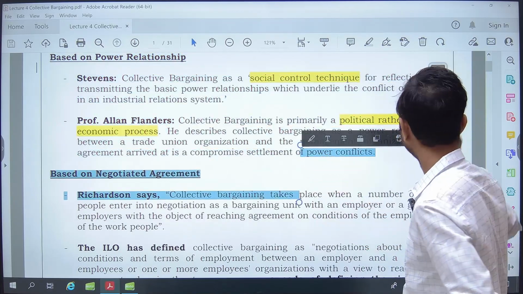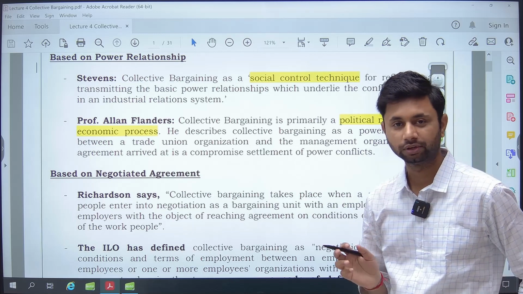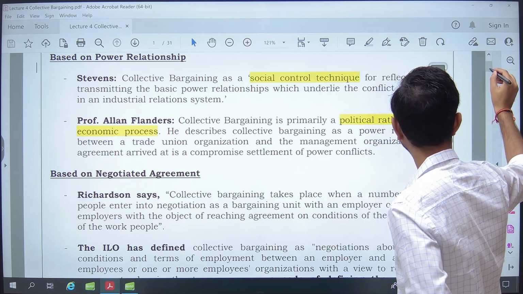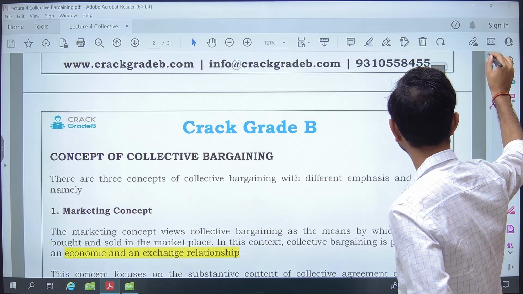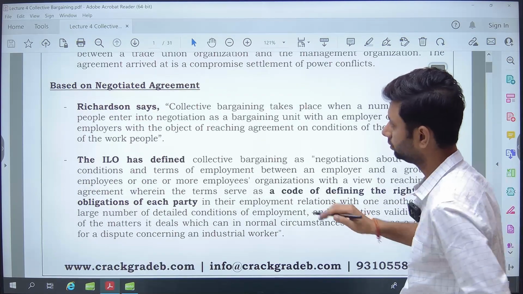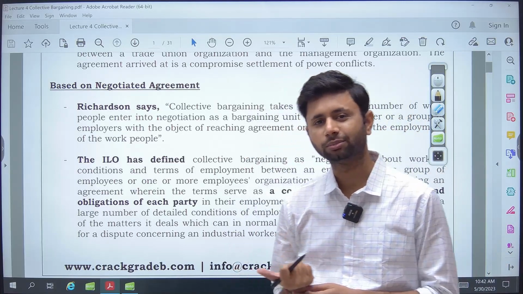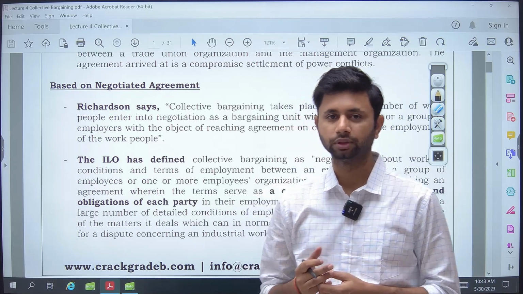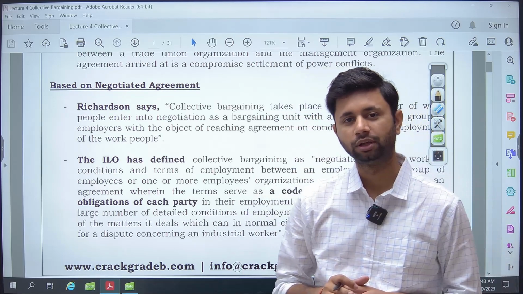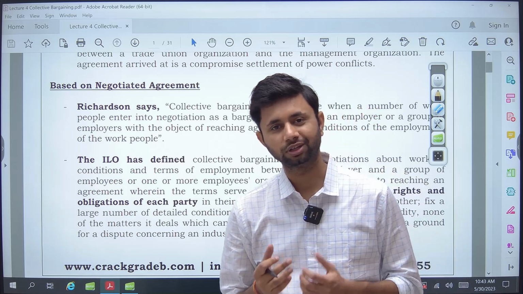So we've discussed the basic definitions based on power relationship. Now we'll see definitions based on negotiated agreement. First of all, Richardson, as a scholar, talks about a definition which is more or less related to what I have told you earlier: that it is a negotiating process where both parties sit together to chart out or reach an agreement over the terms of employment.